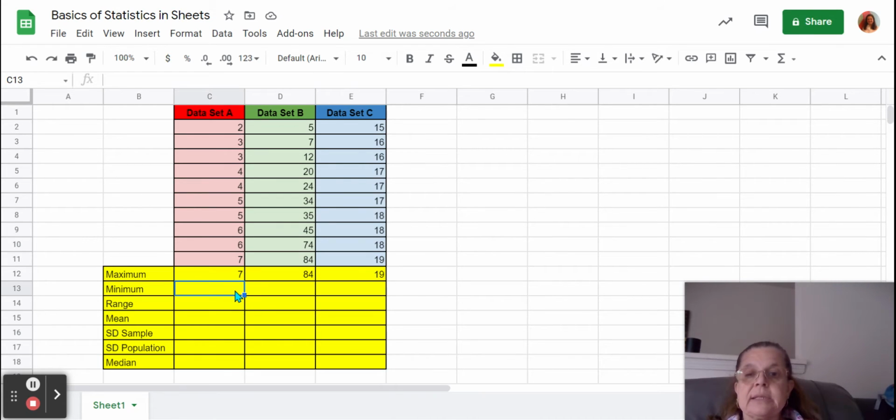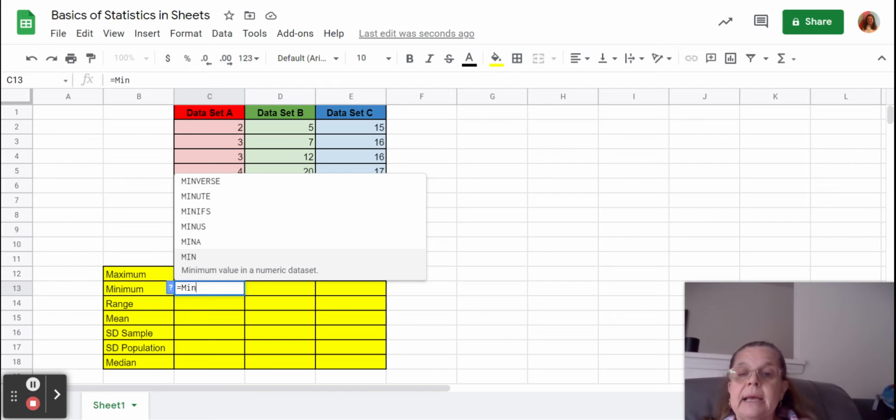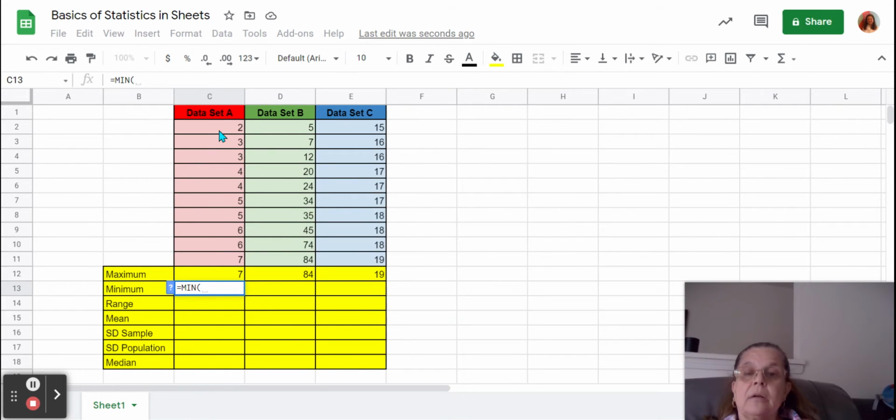I'm going to do the same for the minimum. Start with the equal sign, but now I'm going to type MIN. And you see on the very bottom where it says minimum value, grab from the top to the bottom of the data set only. Don't go any further. Close the parentheses off and hit enter.